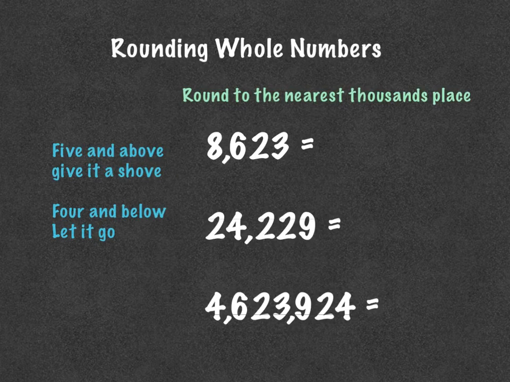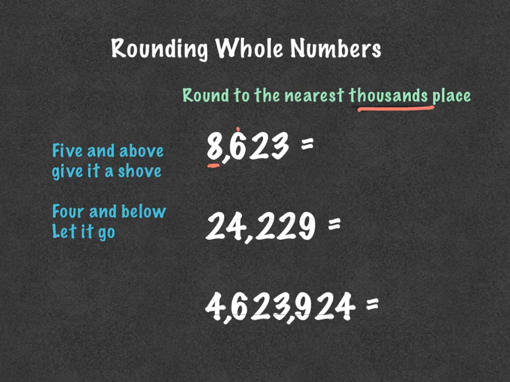So let's start with this. We're going to do some examples. The rhyme 5 and above, give it a shove, 4 and below, let it go means that when we are looking at our numbers, if we're rounding to the nearest thousands place, I'm going to underline and identify my thousands place in the number that I'm trying to round. Now next door, this number right here is my bossy number, the 6, okay?